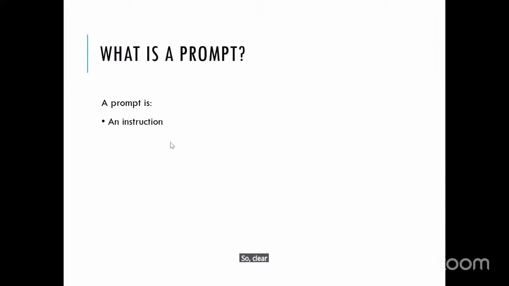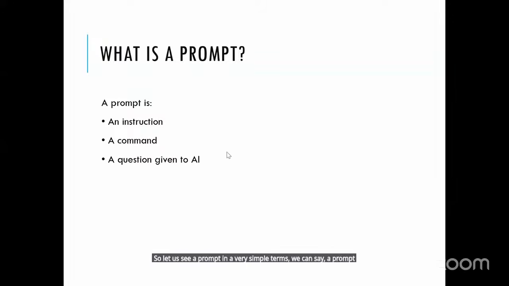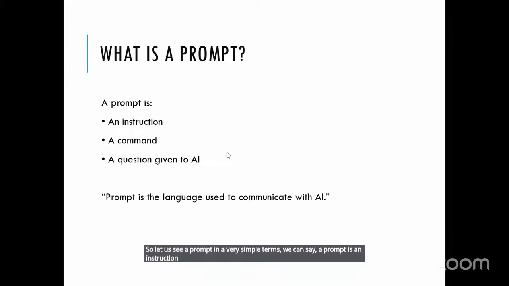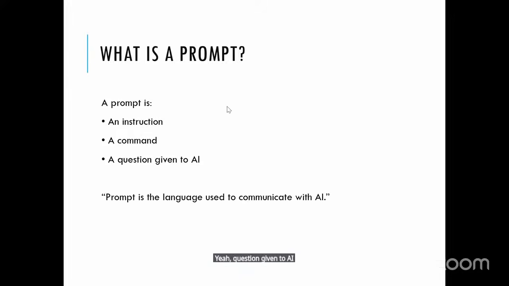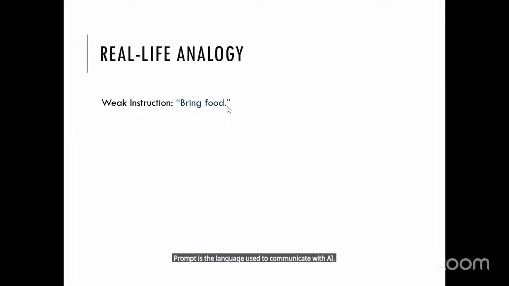Let us see a prompt in very simple terms. We can say a prompt is an instruction, a command, or a question given to AI. A prompt is the language used to communicate with AI. A real-life analogy: just like humans need clear communication, AI systems also need specific instructions.